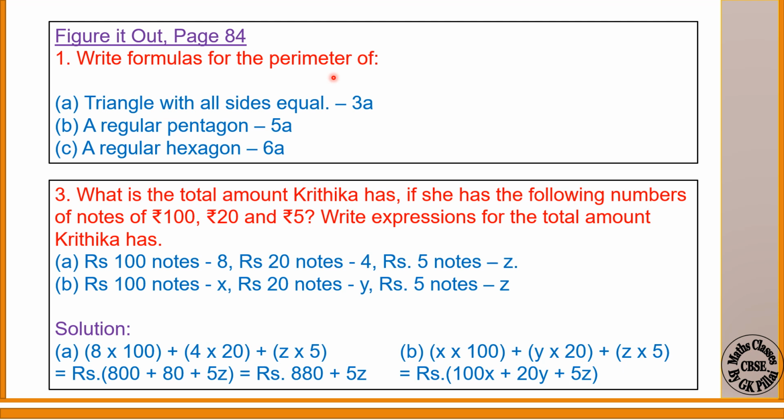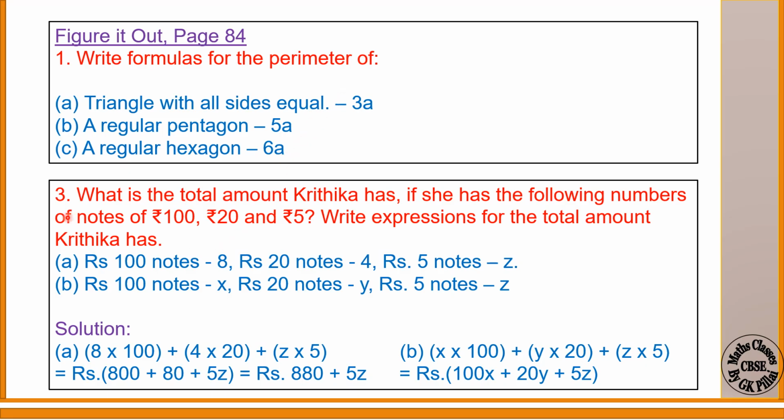These questions are from Figure It Out category on page number 84 of the textbook. The first one, write formulas for the perimeter of triangle with all sides equal. 3a, 3 into side. If you keep side to be a, then it will be 3a. Regular pentagon 5a, regular hexagon 6a. These are very simple formulas only.